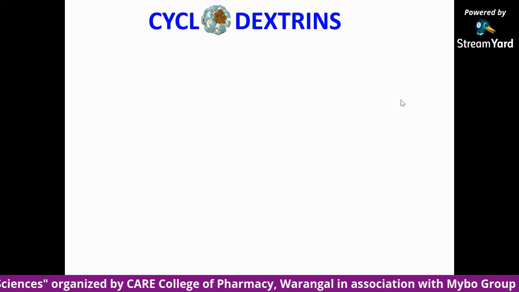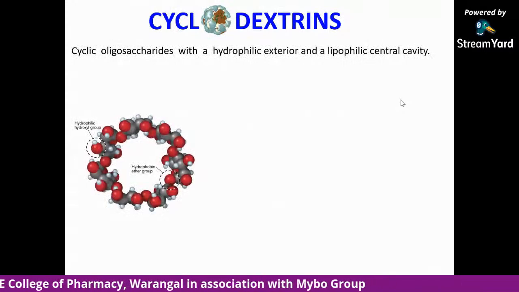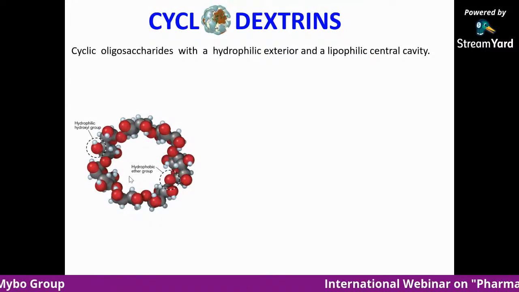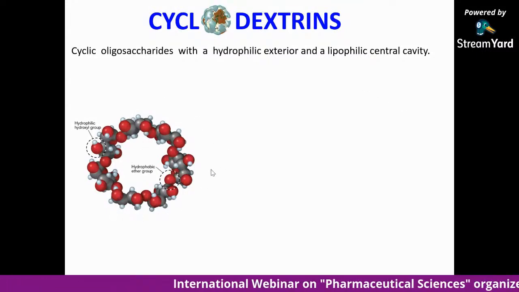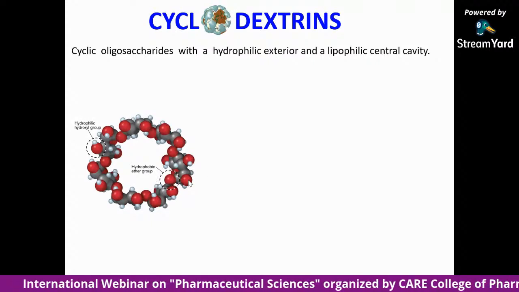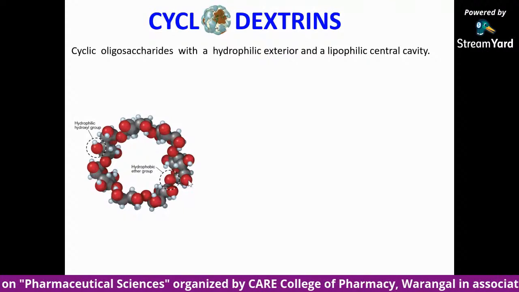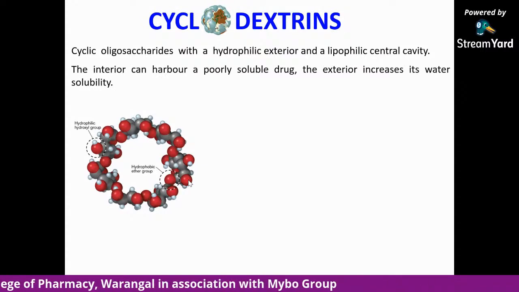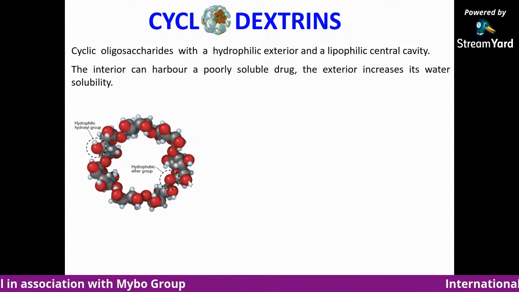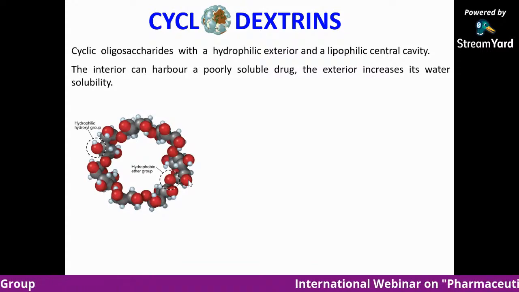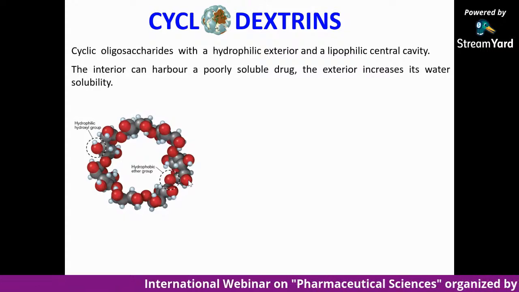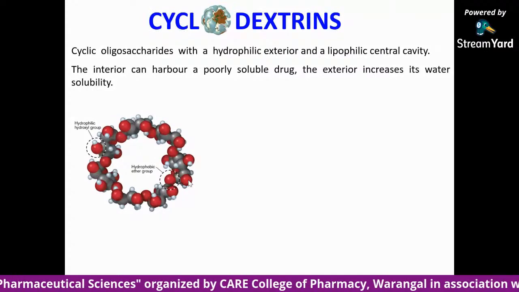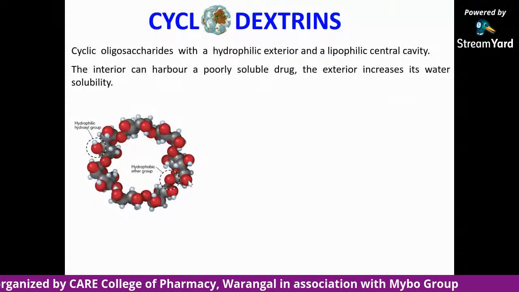Coming to our topic, cyclodextrins. Cyclodextrins are cyclic oligosaccharides with a hydrophilic exterior, with hydrophilic hydroxyl groups and hydrophobic ether groups, and a lipophilic central cavity. This lipophilic interior can harbor a poorly soluble drug while the exterior increases its water solubility. So this is of crucial importance.